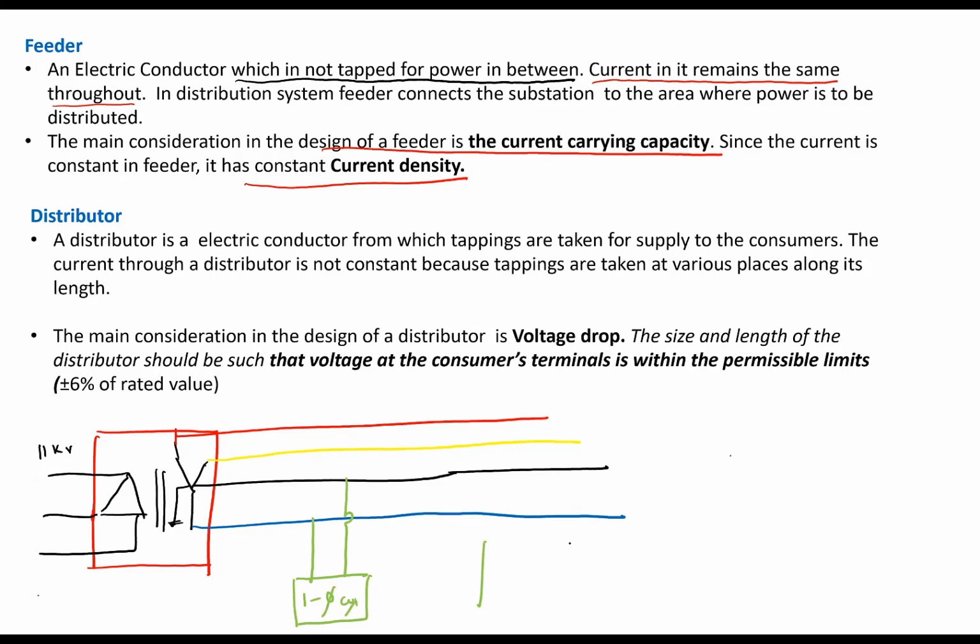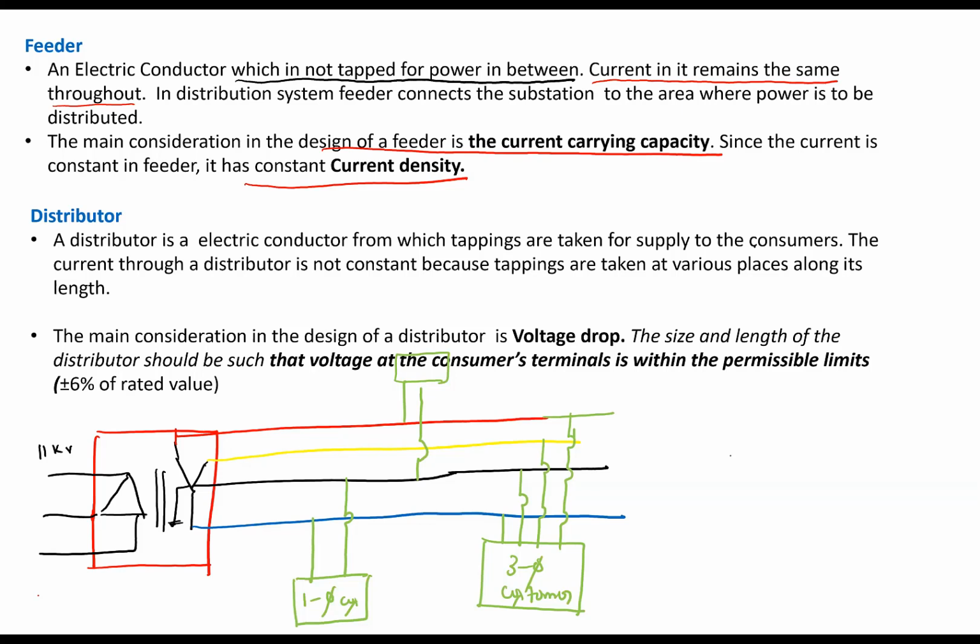Suppose my house has more load. Every bedroom has an AC. Every bathroom has a geyser. So then I cannot take single phase supply because my load is more. I have to take three phase supply. So then I will take tapping from all three phases and neutral. So then I will become what? I will become a three phase customer. So everywhere somebody is tapping supply from this distributor, from this conductor. So it is called a distributor. Okay. So distributor is an electrical conductor from which tappings are taken for supply to the customers.